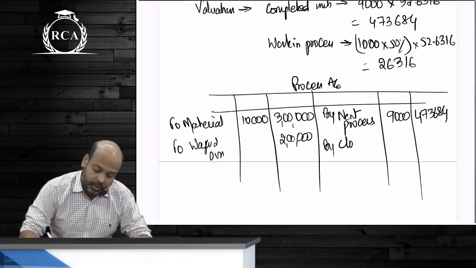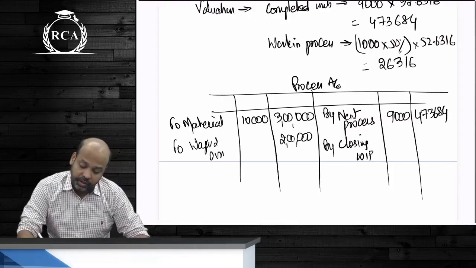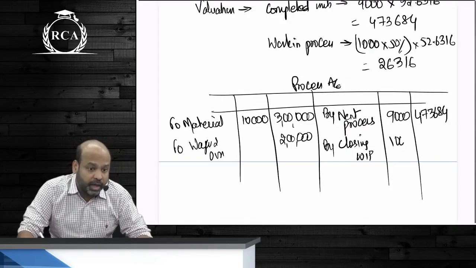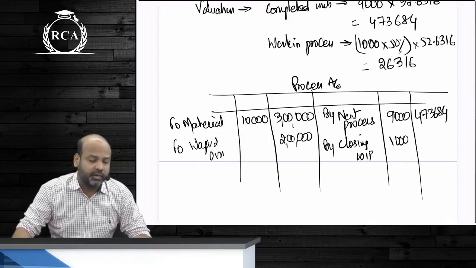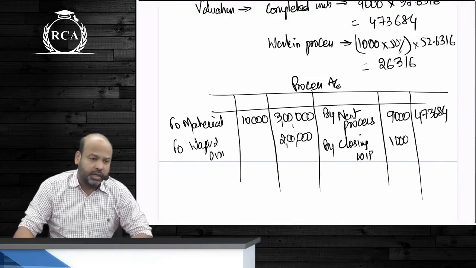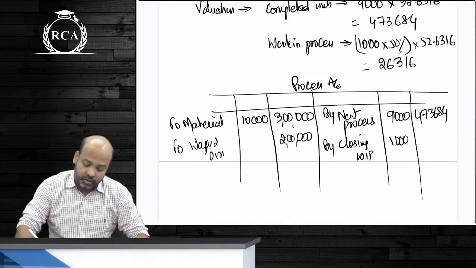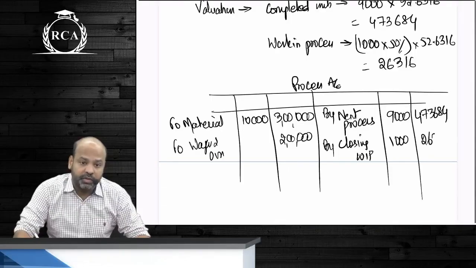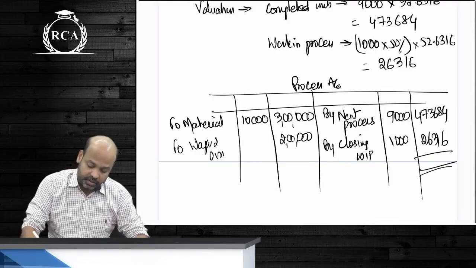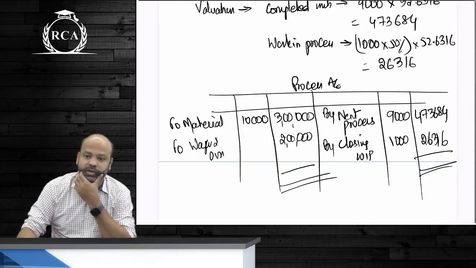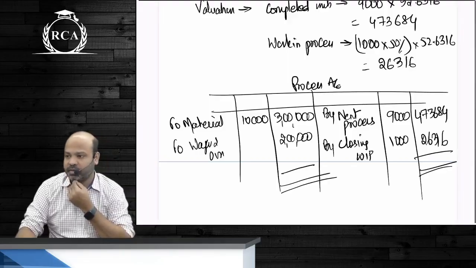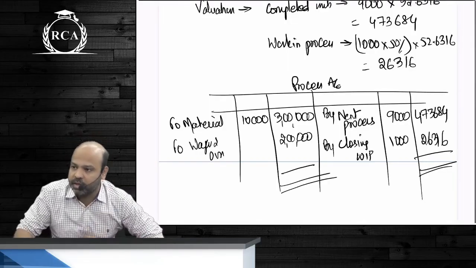By closing work in process. This will not go to next account guys. This will remain in the same account. In the next month it will become opening work in process. As and when it is completed it will get transferred to the next process. So this 1000 units will have a value of 26,316. Are we getting it? 26,316 rupees guys will be the value of these 1000 units. Any doubt in this kids?